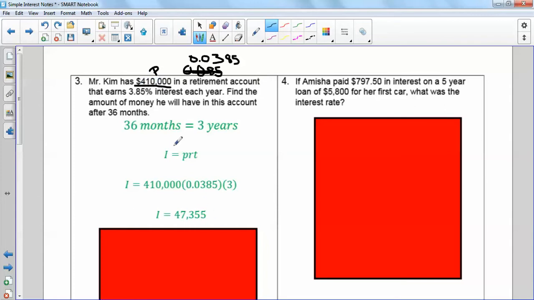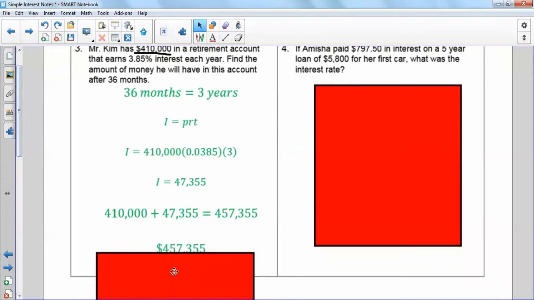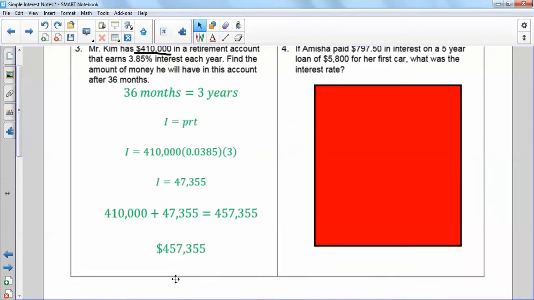For all the money in his account, you have to add the original and the interest because that's the total amount he's going to have in his account at the end of 3 years. Okay, so we're not quite done. We still have to add. So then we would have $410,000 plus $47,355 to get a total of $457,355. So in this case, the interest was a good thing, right? He earned a bunch of extra money.